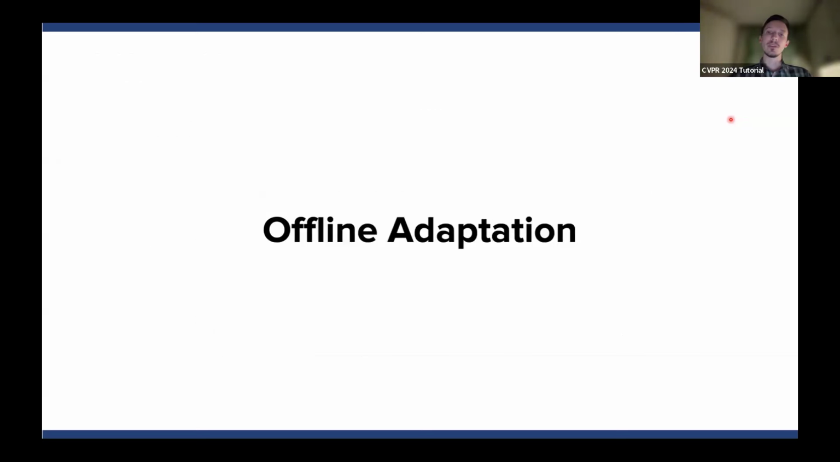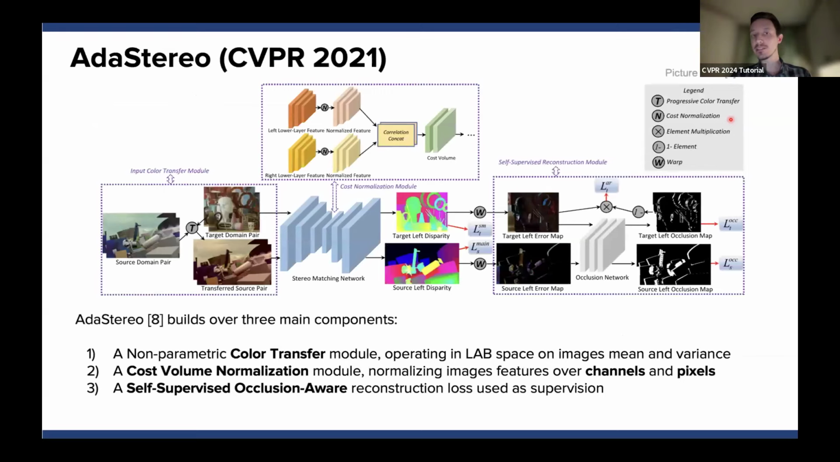So I will start with a few examples of offline adaptation. One is AdaStereo, published at CVPR 2021. And AdaStereo is designed for adapting in offline manner a stereo network that can be trained on synthetic images provided with ground truth annotations and to adapt it to real images for which we don't have any ground truth annotation.